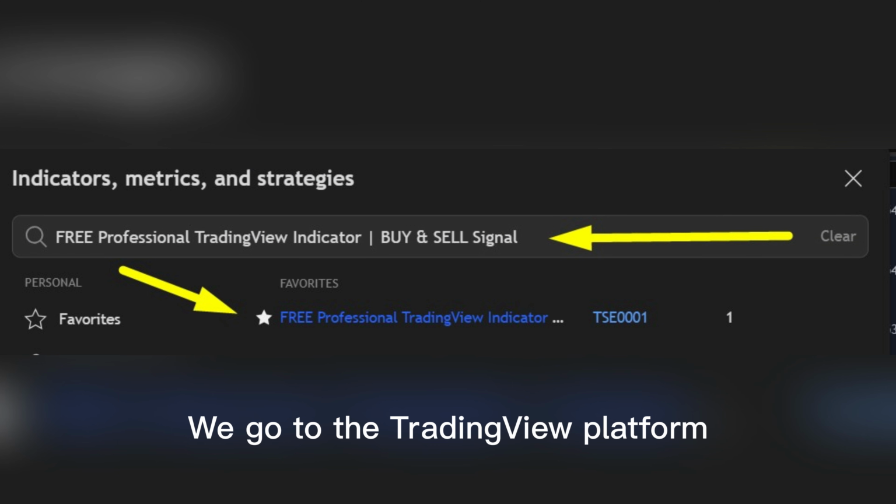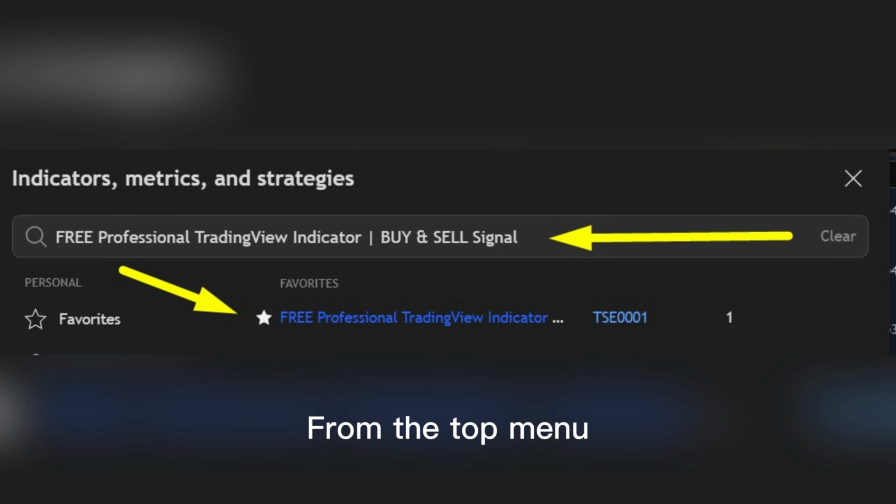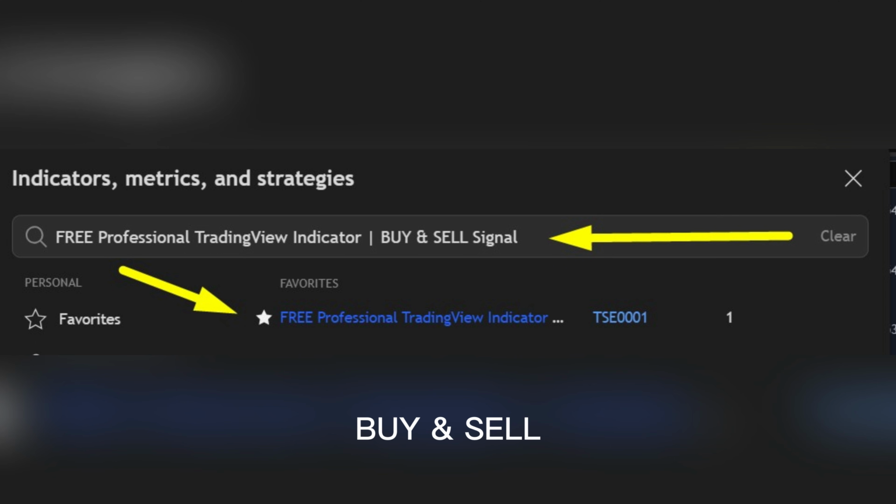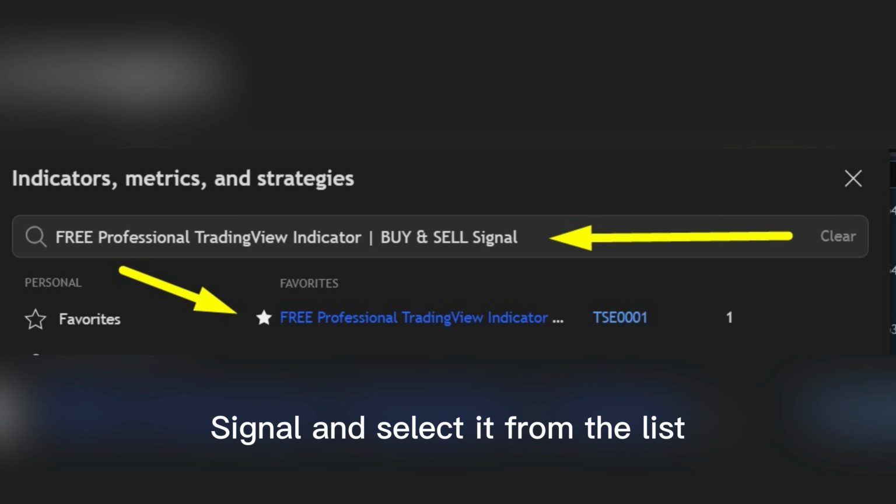We go to the TradingView platform. From the top menu, click on the Indicators section. In the search bar, type the indicator name, Free Professional TradingView Indicator Buy and Sell Signal, and select it from the list.